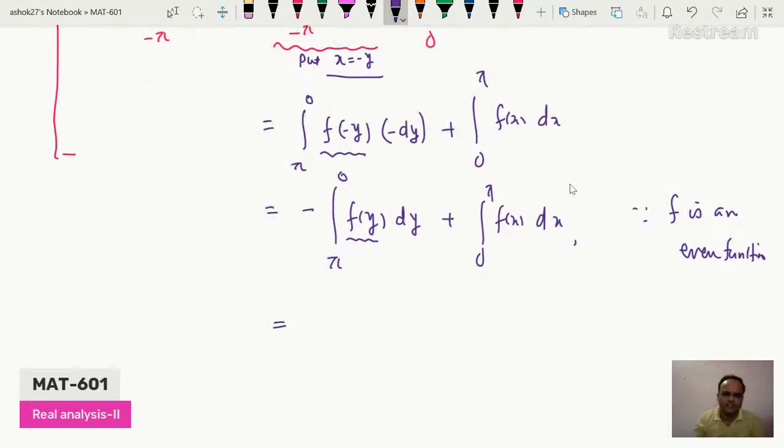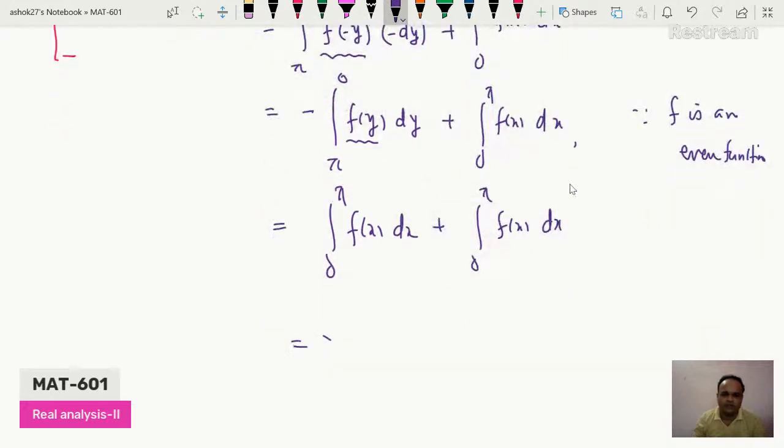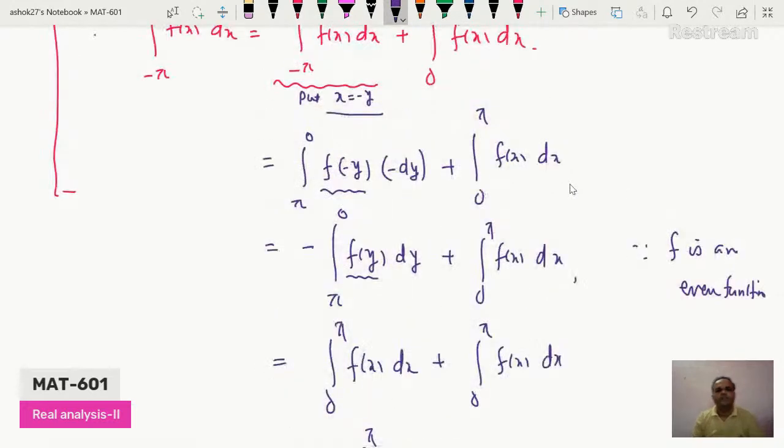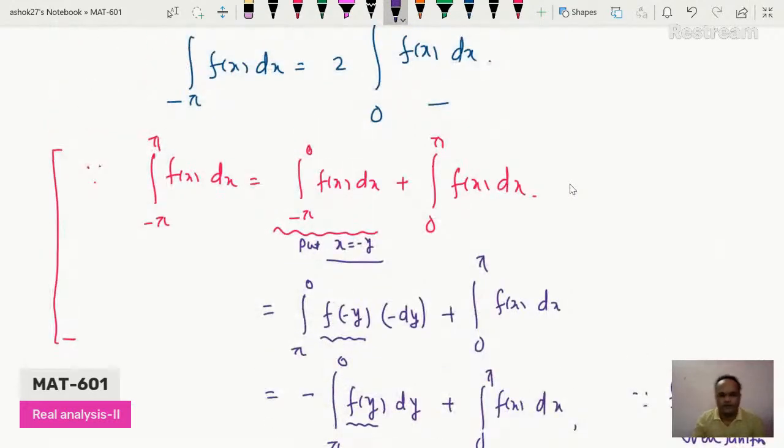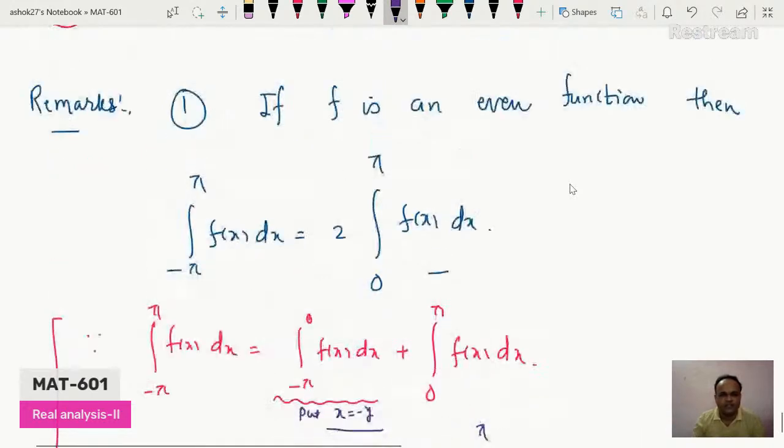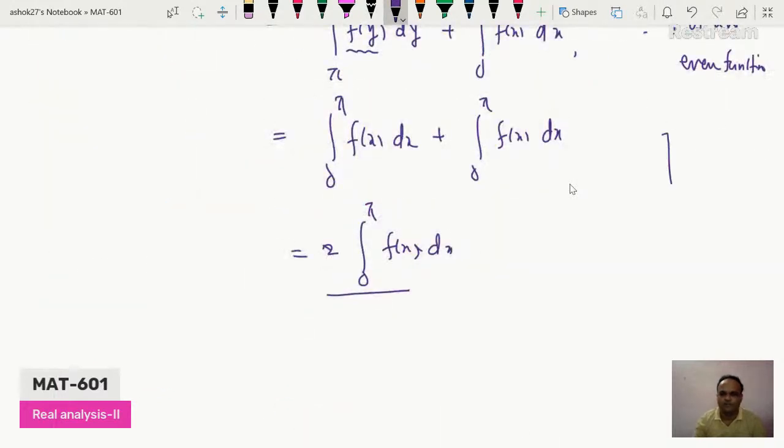Again I can change the order of limits, so that the minus will be dissolved, so it will be integration from 0 to pi of f(y), or you can write it as f(x) dx. The variable does not matter here. Plus integration from 0 to pi of f(x) dx, or you can write it as 2 times integration from 0 to pi of f(x) dx. So simply, if f is an even function, integration from minus pi to pi of f(x) dx is nothing but 2 times integration from 0 to pi of f(x) dx. So that is the first remark, and its proof is here.